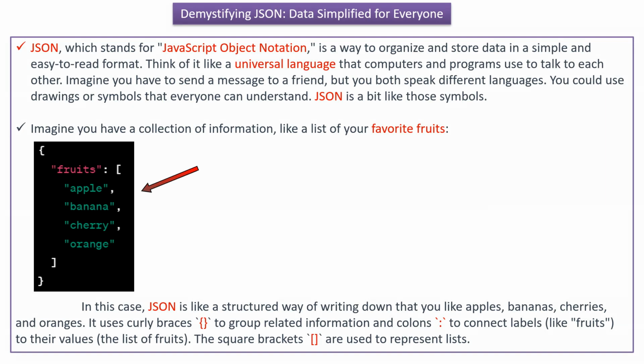Here you can see a list of your favorite fruits in JSON format. JSON uses curly braces to group related information, and JSON uses colons to connect labels and their values. In this example, the label is fruits and the value is a list of fruits, and square brackets are used to represent a list.